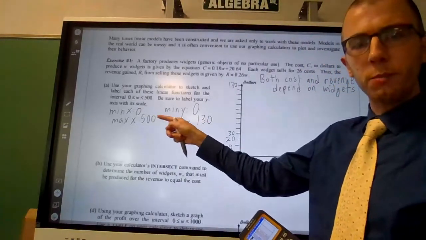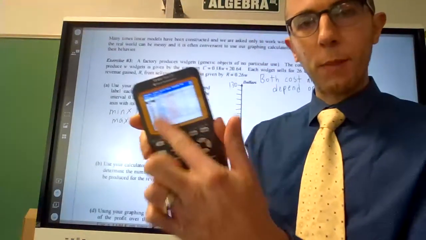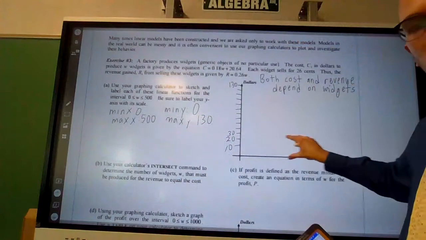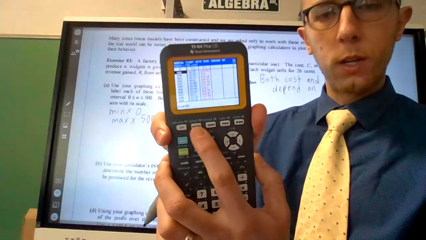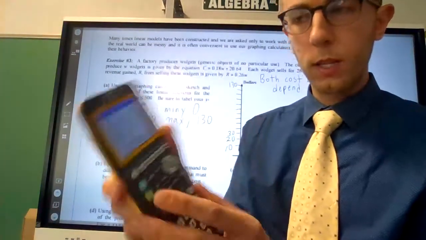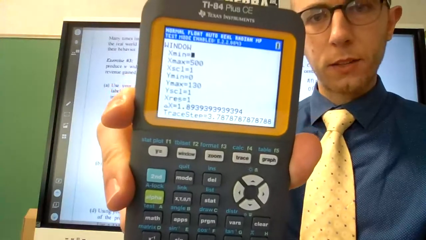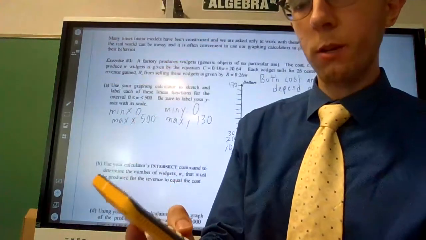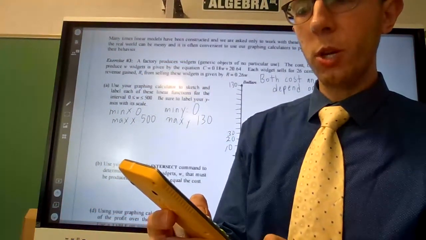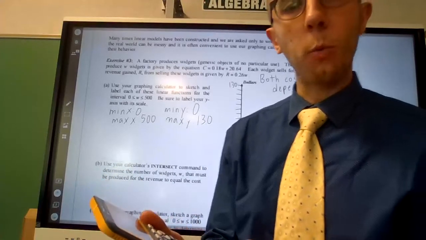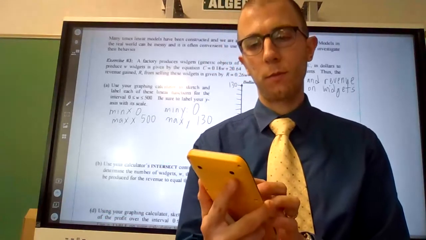So I'm going to use these minimum and maximums here to set my window so that what I'm looking at on my calculator is the same as what I want to show on here. And to do that now, you press window. Not second window, just window. Okay, and that brings up your X min, X max, Y min, Y max. So you want to type in 0 for your X min, 500 for your X max, 0 for your Y min, and 130 for your Y max. And then press graph.